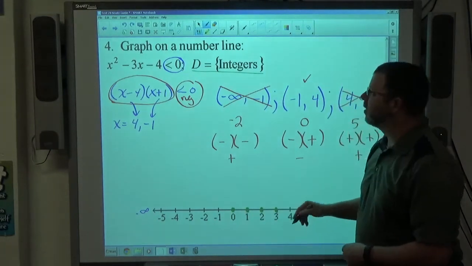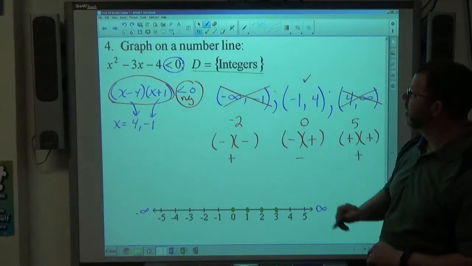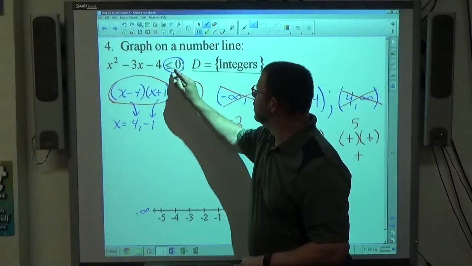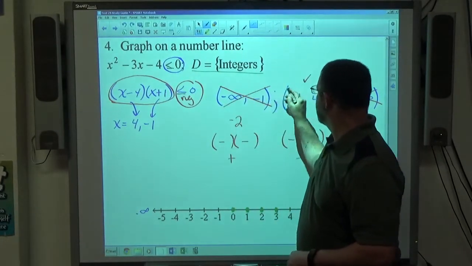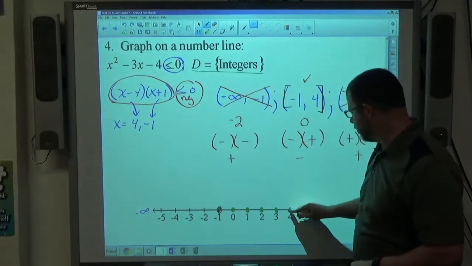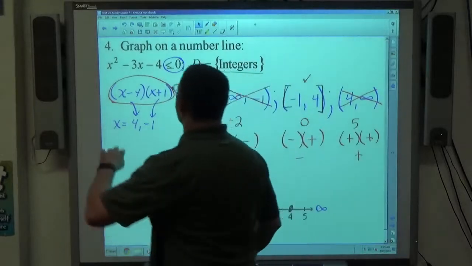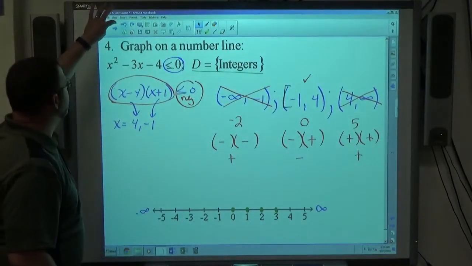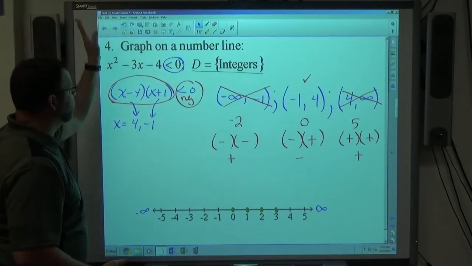Negative 1 and 4 aren't included because there's no equals to. If there had been an equals, then there would be a bracket and a bracket. If there's brackets, we're going to shade in those numbers too. Okay, there wasn't, so we won't. So just be ready for any option that I throw at you.